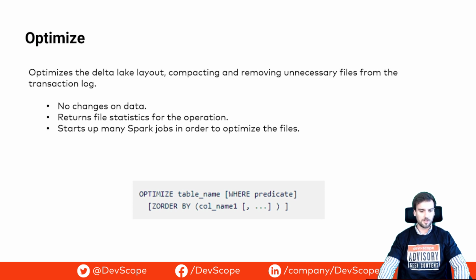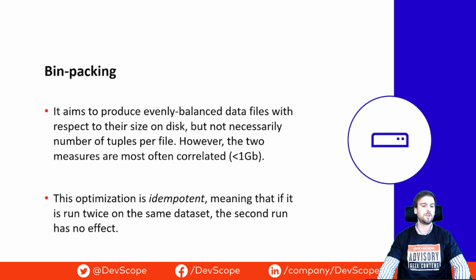So here I've got an example command for using optimize. You just write optimize, the table name that you want to optimize, some conditions that you can add, and also the zorder command that I'm going to talk about forward. So optimize uses bin packaging, and bin packaging aims to produce evenly balanced data files with respect to the size on the disk, but not necessarily the numbers of tuples per file. However, the two measures are most often correlated.